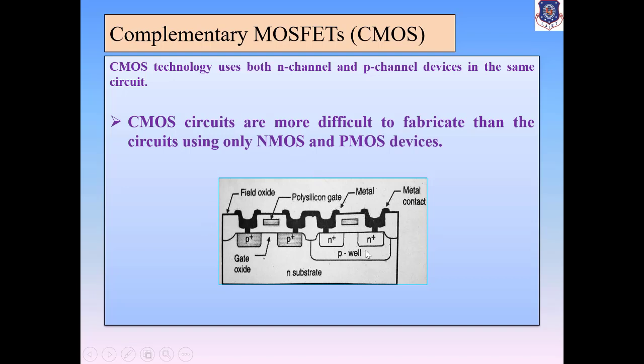See, this is the cross-section view of the CMOS in which two P plus heavily doped regions are there, and two N plus heavily doped regions are there. This is the P well and this is the main substrate, that is the N substrate. Then there is the field oxide and polysilicon gate. This dark color indicates the metal and metal contact. So this is just the cross-section view of the combination of N-channel and P-channel devices.